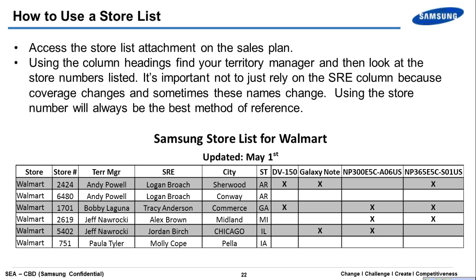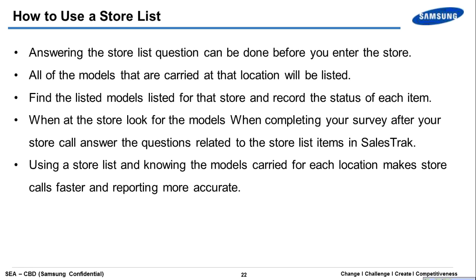So we can look down here at Walmart 2424, and we see that the DV150, the Galaxy Note, and the 365 laptop are all carried in that store. The 300 laptop is not carried, so we won't find that in that store. 6480, none of these items are carried. So, again, we wouldn't need to waste our time looking for those because they're not carried in that store.